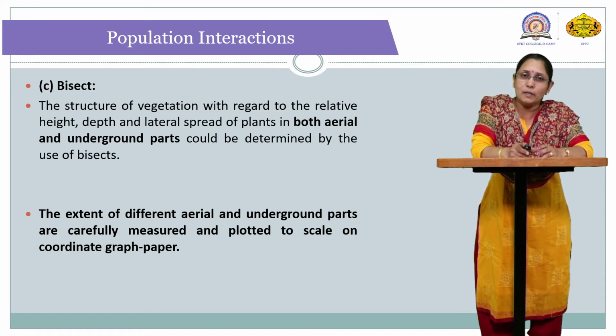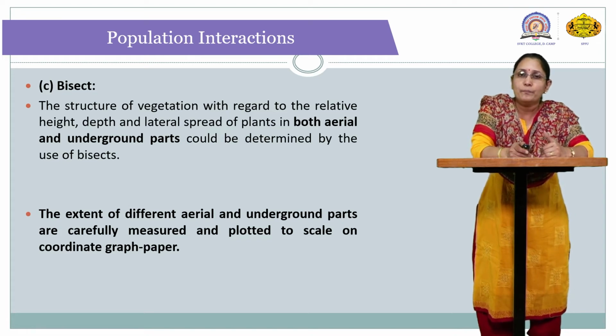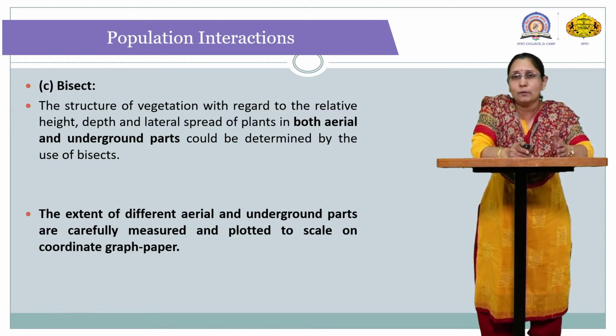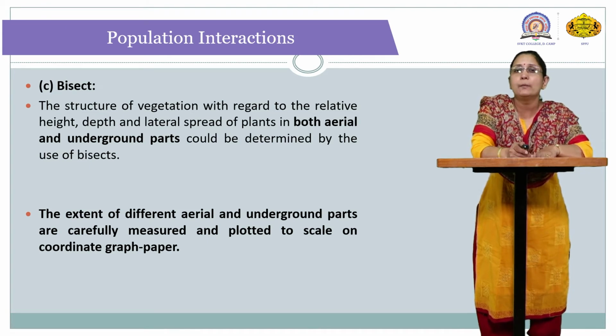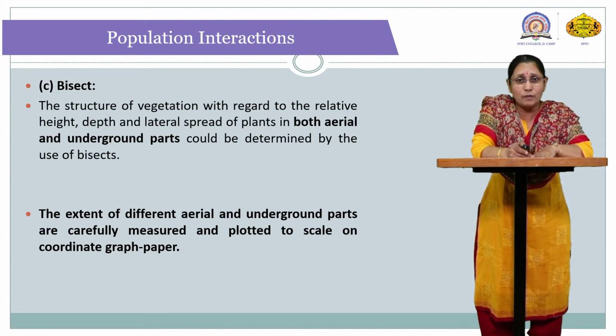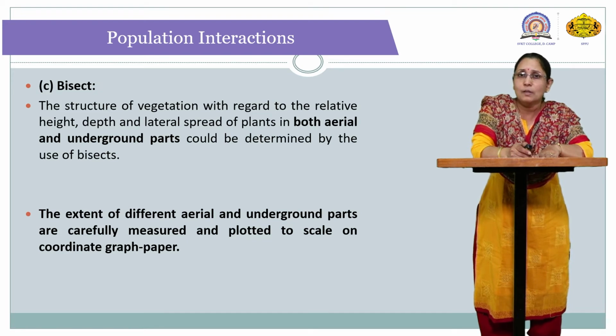So in the previous methods, line transect and belt transect, whatever species were growing could be analyzed and studied with the help of that particular line transect or belt transect. But here the whole part of the vegetation, or the whole part of each and every plant almost, can be analyzed with the help of this bisect method. So what does whole part mean? Both aerial as well as underground parts, because whenever we are talking about plants, we know this very well. The plant shows these two parts.